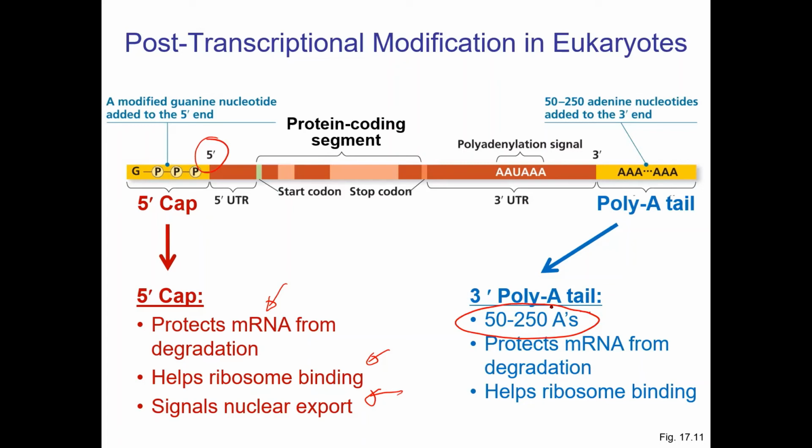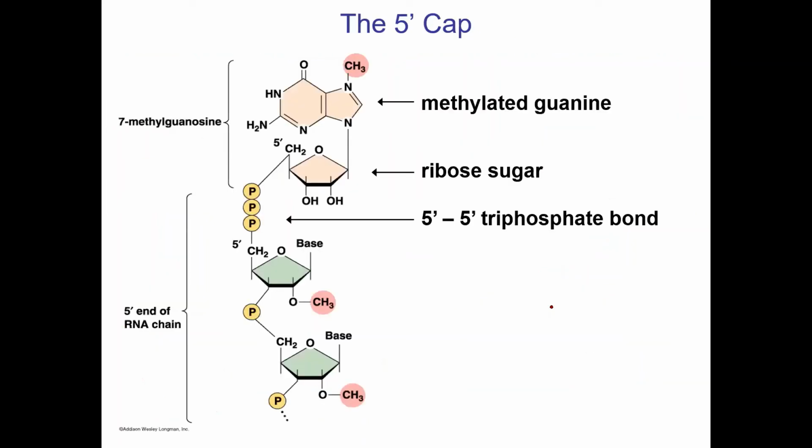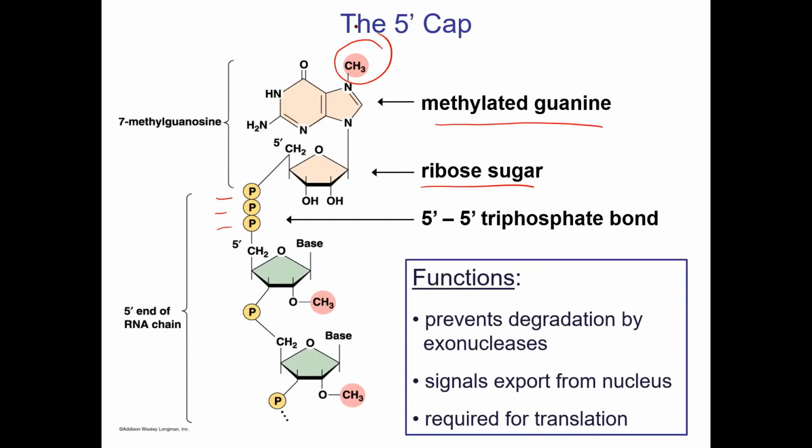I have a picture of the 5' cap, so you can see what it looks like. What we're looking at is 3 phosphates, 1, 2, 3. We've got another ribose sugar here, and then we've got a guanine, and the guanine has an extra methyl group on it. So just a little bit of chemistry for you there. Like I said, it protects it and signals it for nuclear export. So it needs to get out of the nuclear pore, and that's very, very important.